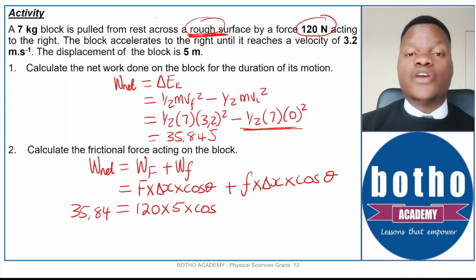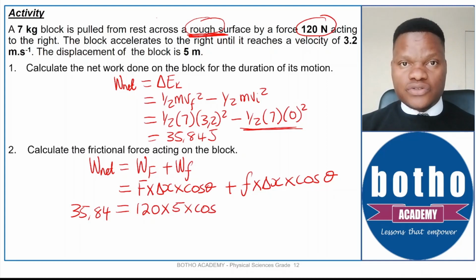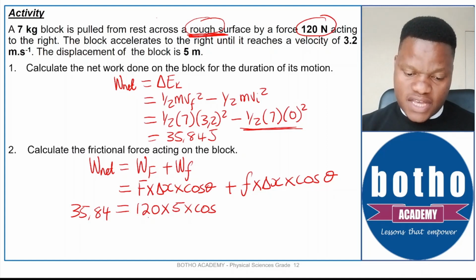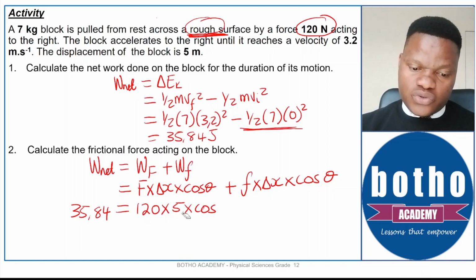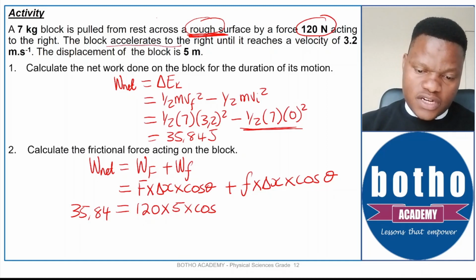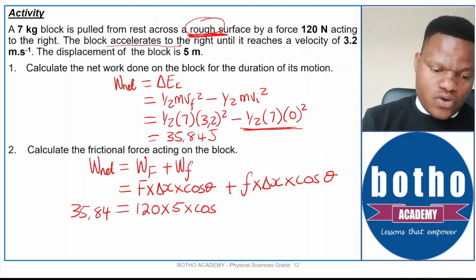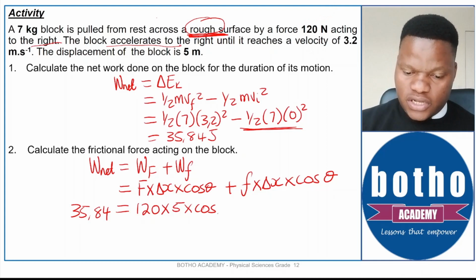Now you have to think, don't just rush into substituting the theta. Remember, theta is the angle between this force and that delta x. Both of them, according to the statement, are to the right. The object accelerates to the right. The applied force is also acting to the right. So the two are in the same direction. Therefore, the angle between them is 0 degrees.